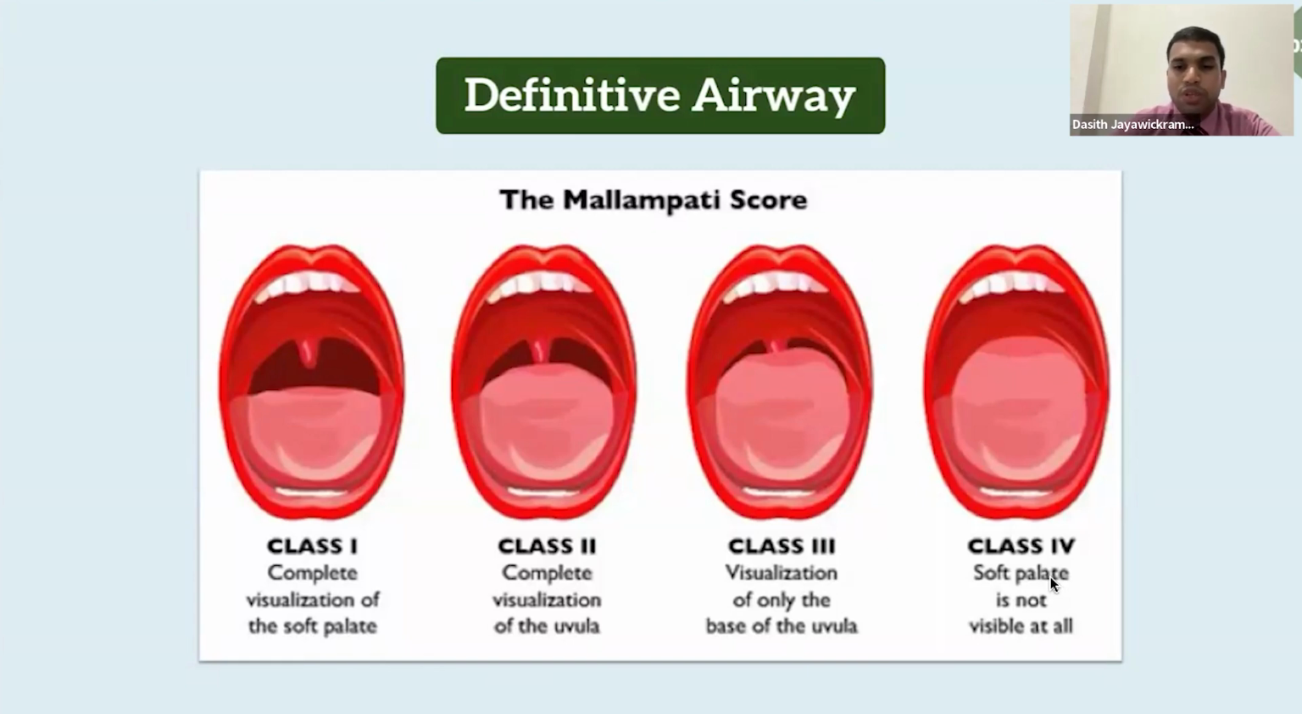So if we know this, then we will be better equipped when we try to intubate. We will have our video laryngoscope. We will have our gum elastic bougies. We will be giving our backward, upward, rightward pressure. And if everything fails, we will have our surgical team to provide us with a definitive surgical airway.